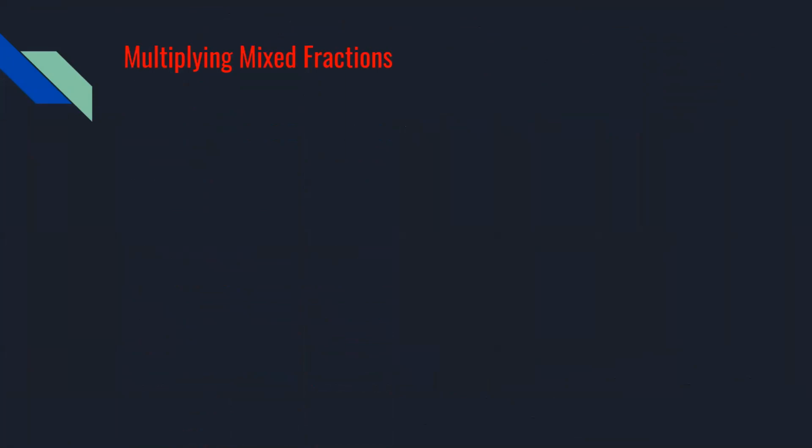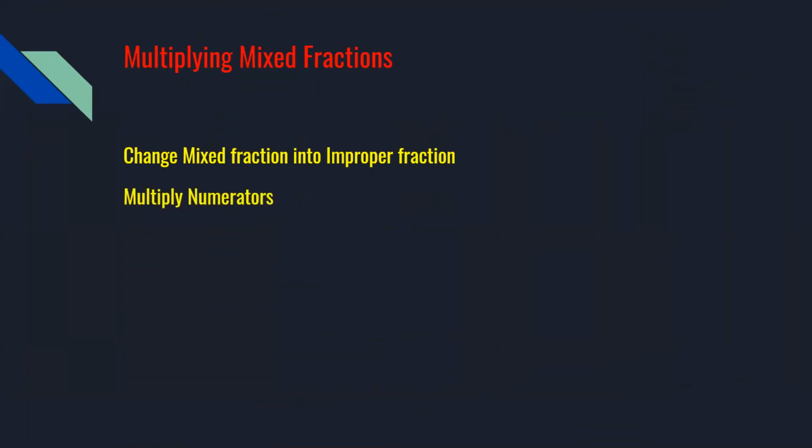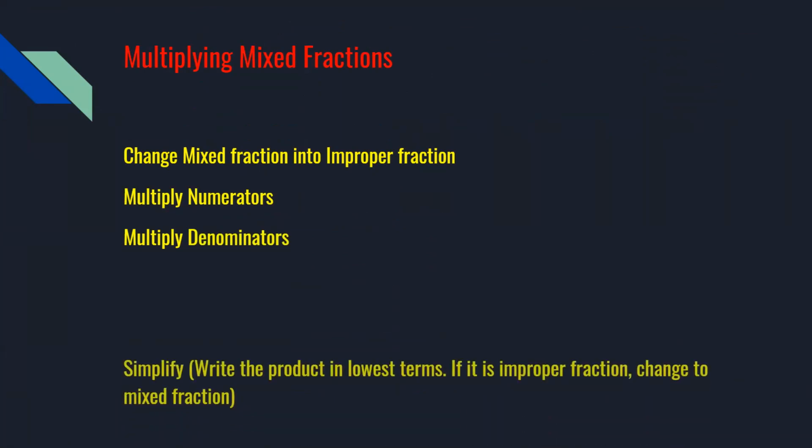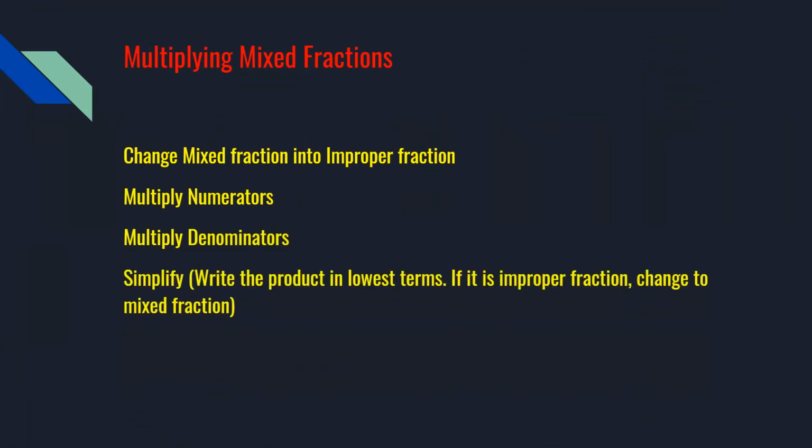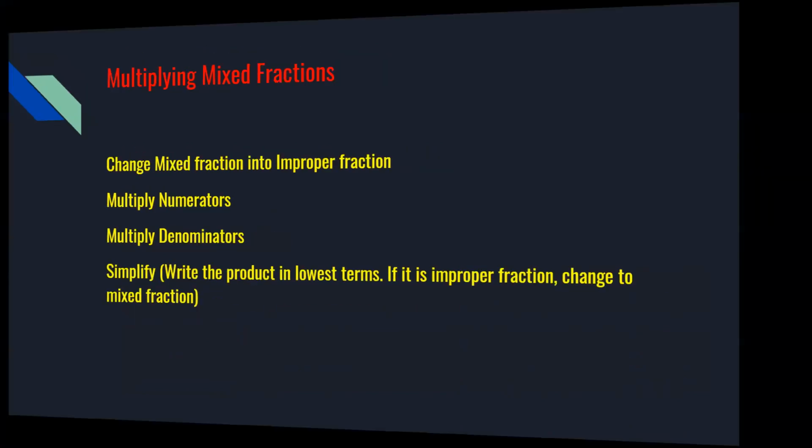Now, let us start the multiplication of the mixed fraction. What is the rule to multiply the mixed fraction? First of all, change the mixed fraction into improper fraction. Then multiply numerators. Then multiply denominators. Then simplify. Write the product in the lowest term. If it is an improper fraction, change it to a mixed fraction. This is the way to simplify. So these are the 4 steps to do the multiplication in case of the mixed fraction.